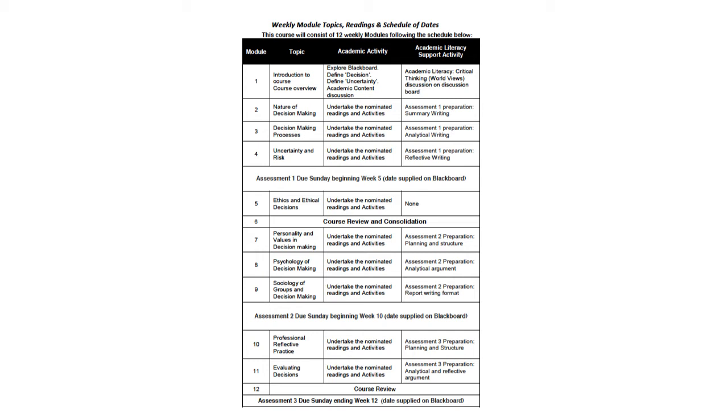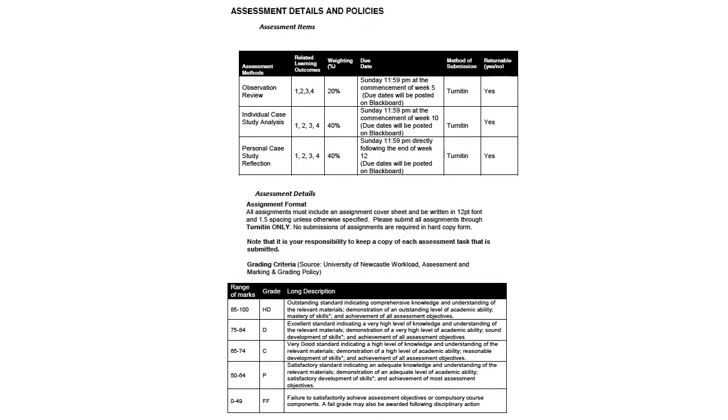On page 11 of your course outline, at the top of the page, under the heading Assessment Items, you'll see more detail about the assessments. You can see what each is called, the learning outcomes it is addressing, the weighting, that is the total marks that are available for each task, when it is due, how it should be submitted, and whether or not you will have the task returned. Under this table you can see the specification for the assignment format. Note that it is your responsibility to keep a copy of each assessment item or task that is submitted.